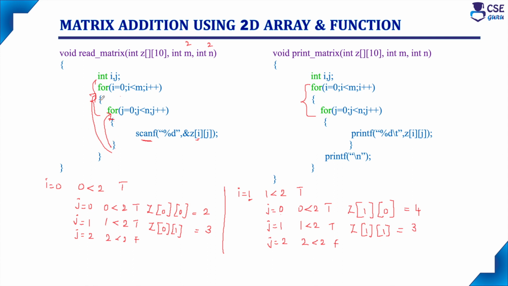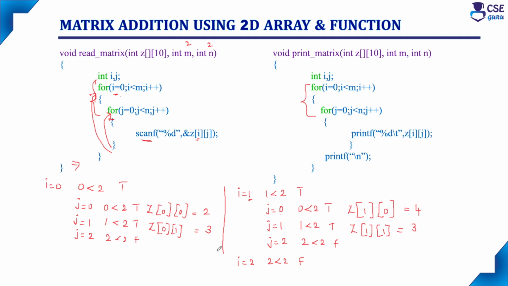Okay. Control goes to the outer for loop. So, outer for loop, i equal to 2. Check the condition: 2 less than 2. Condition fails. Now, this outer for loop also exits. Okay. And control goes to the next statement in the C code.